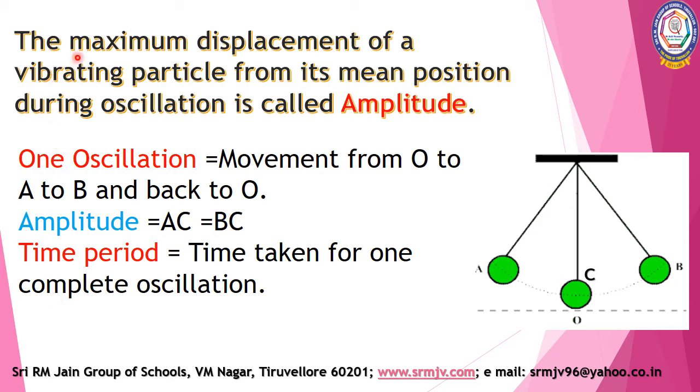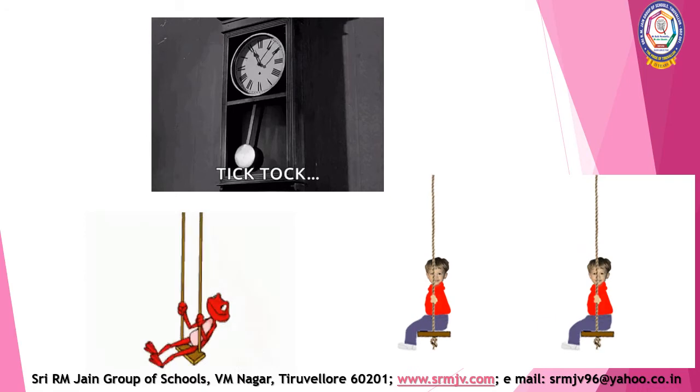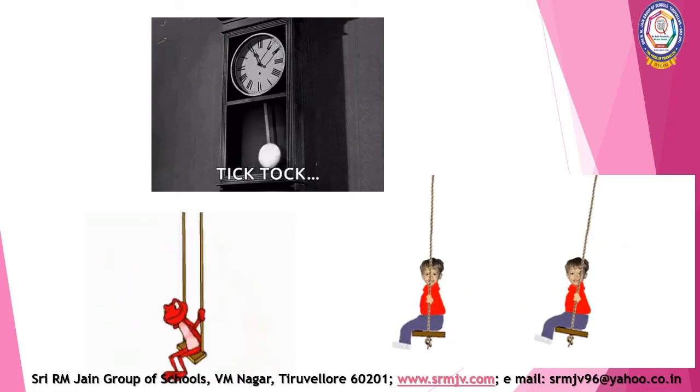The maximum displacement of a vibrating particle from its mean position during oscillation is called amplitude. One oscillation is equal to movement from O to A to B and back to O. Amplitude is equal to AC equal BC. Time period is equal to time taken for one complete oscillation. Children, wall clock and swing also work on the basis of simple pendulum.